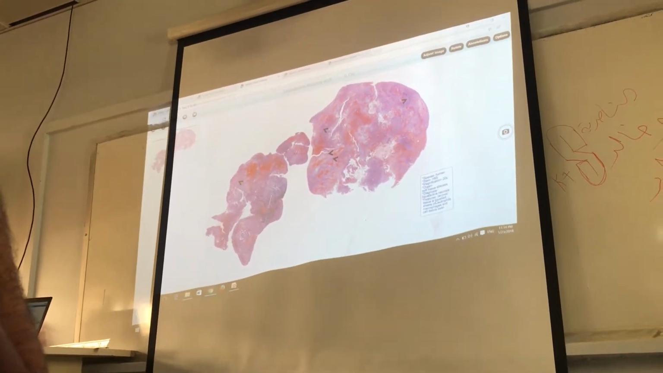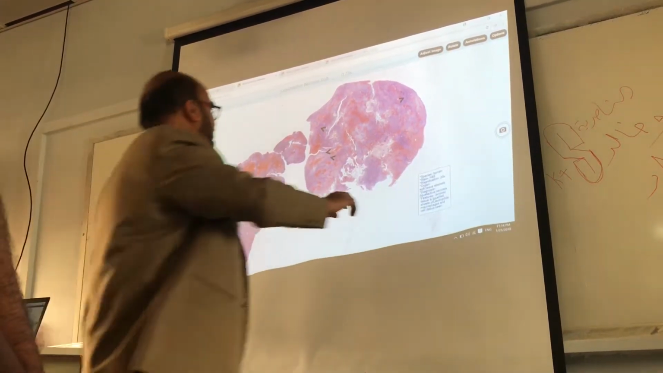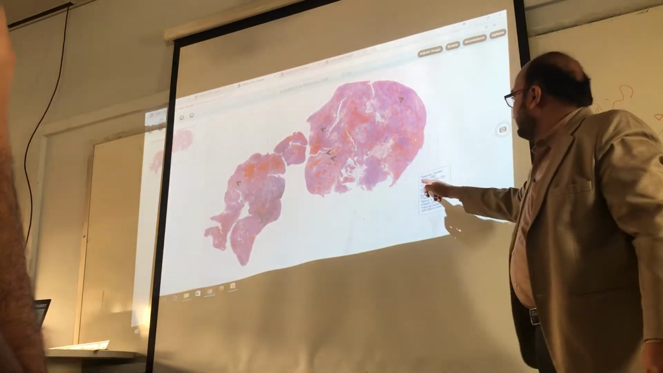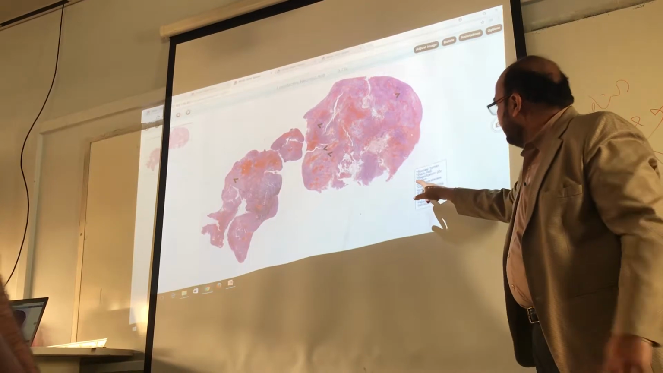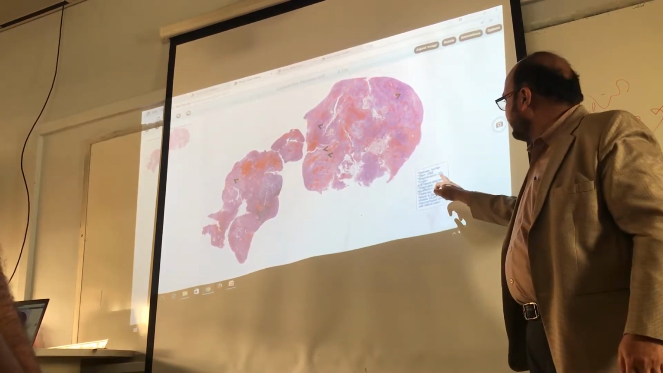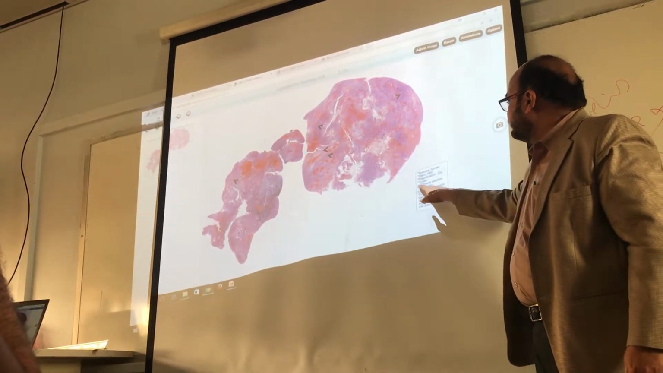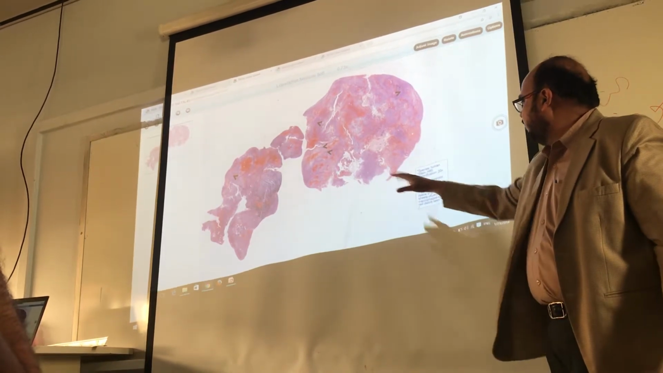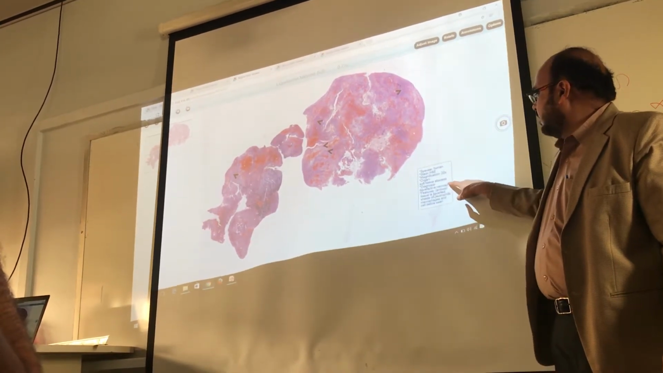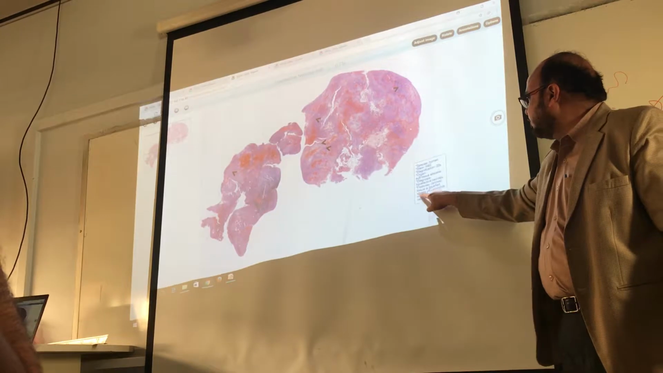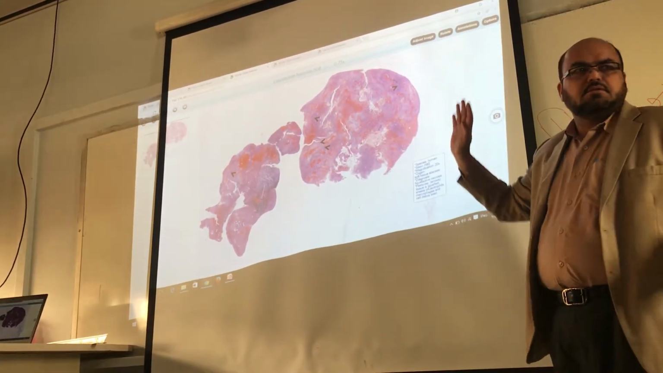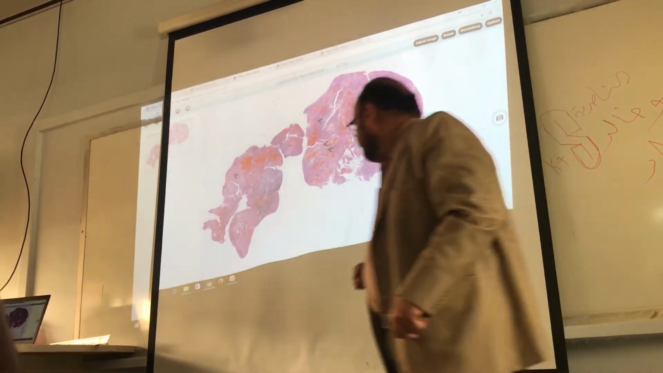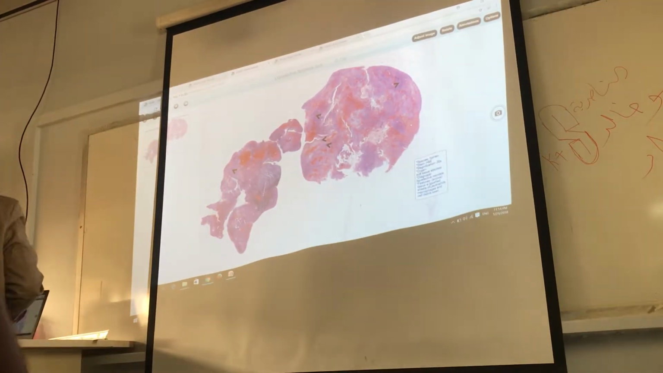Here you are seeing the species, human, the stain, hematoxylin and eosin. Everything is given here: magnification, organ. Here is brain, okay? Diagnosis: liquefactive necrosis. What you are seeing are sheets of neutrophils, cell debris and macrophages. Very good. Clear?